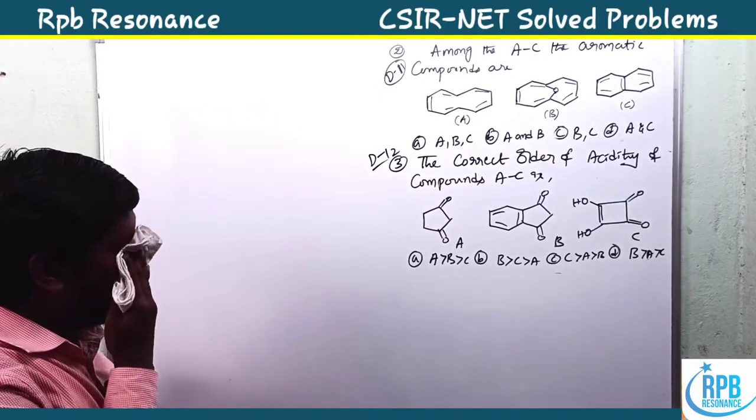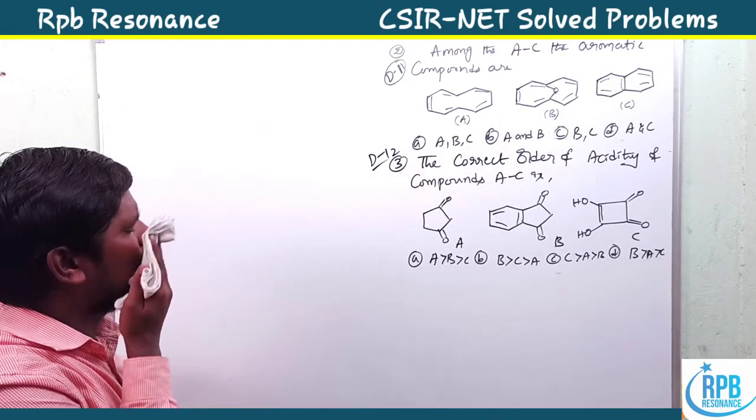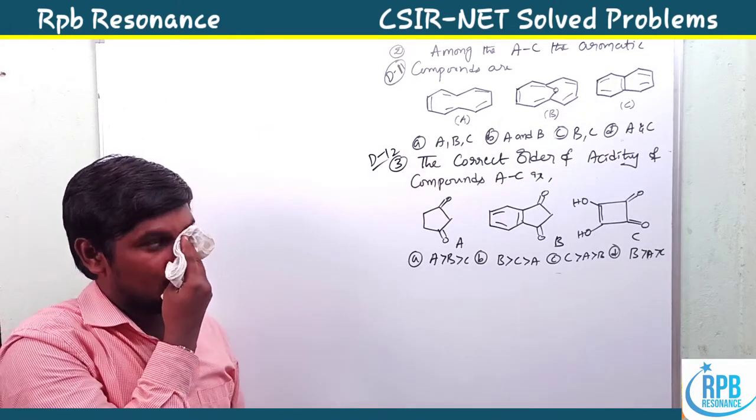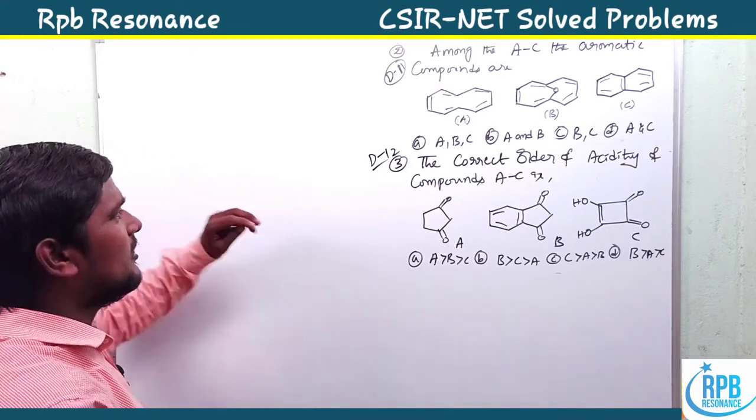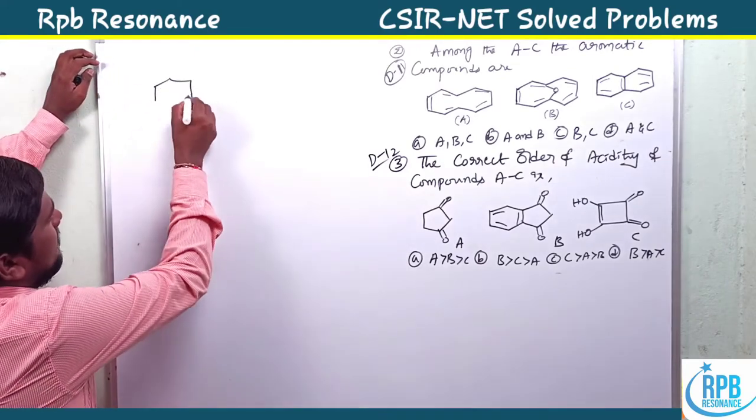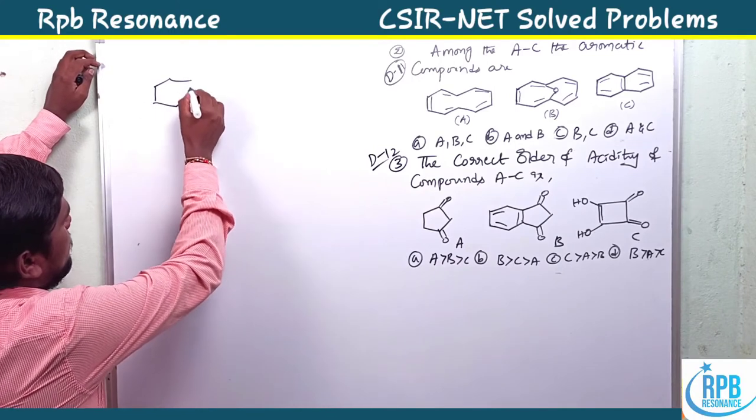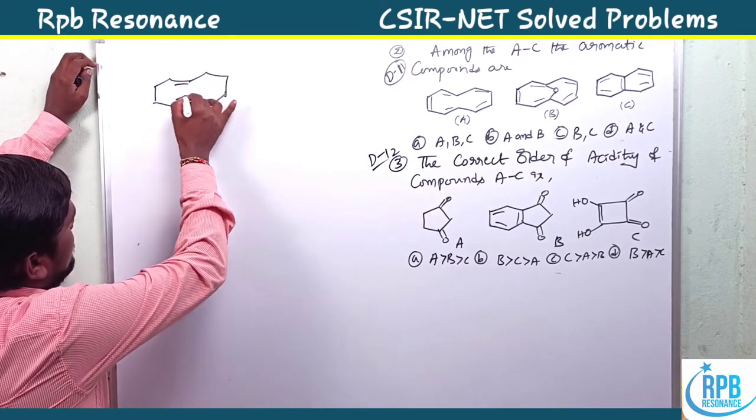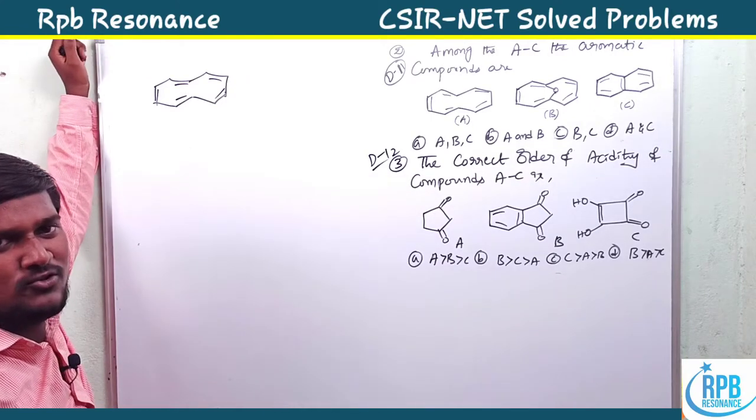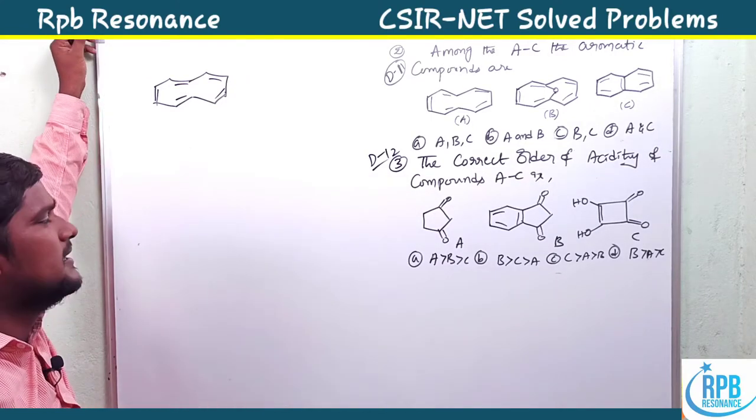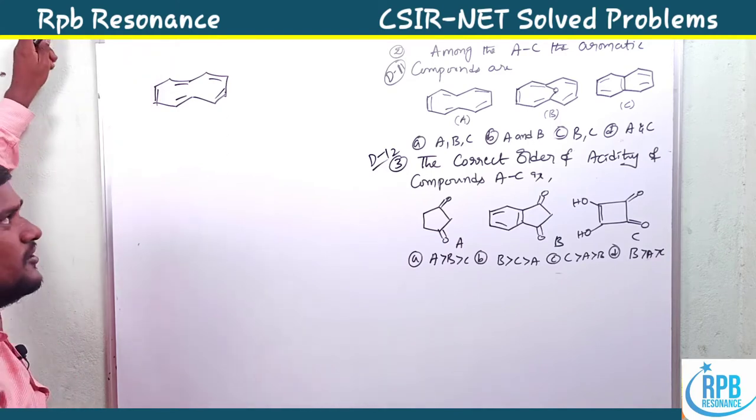Okay, now the second problem, which is given in December 2011. Among the A to C, how many aromatic compounds are present? So this is the first compound. We know the simple definition: a monocyclic polyunsaturated system is simply called an annulene.